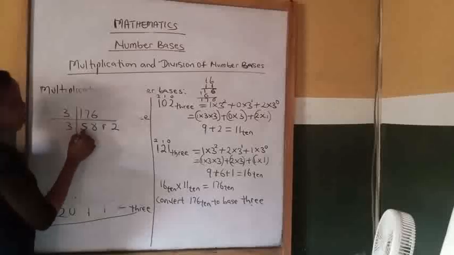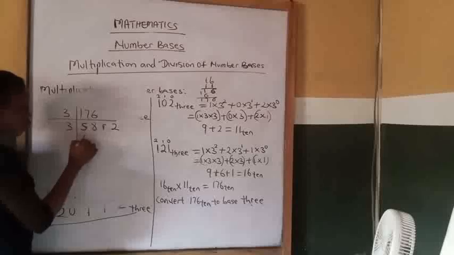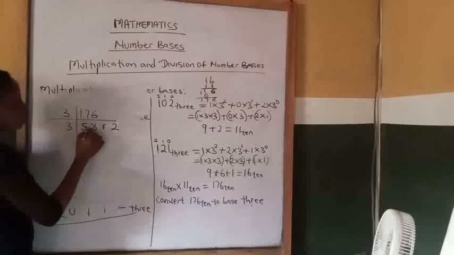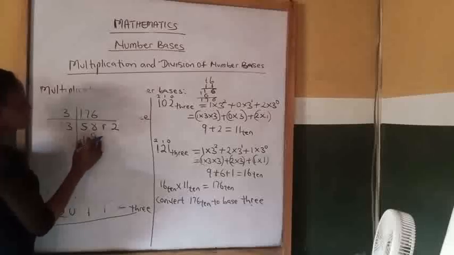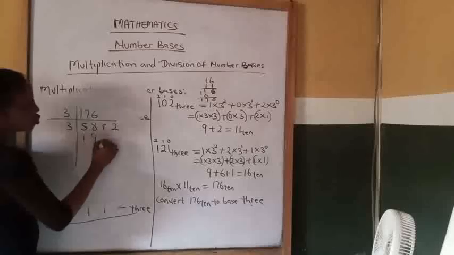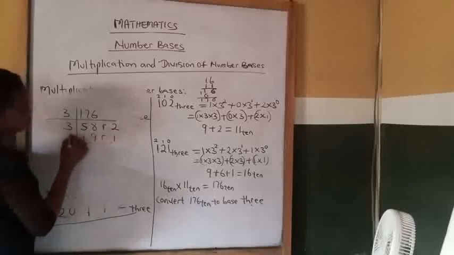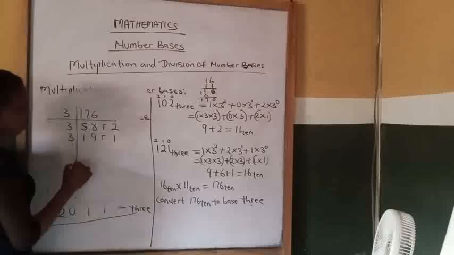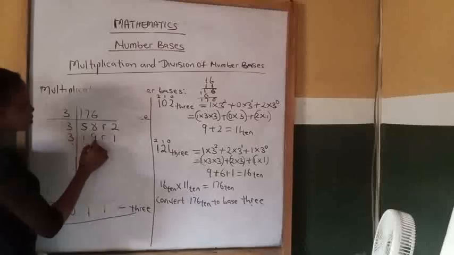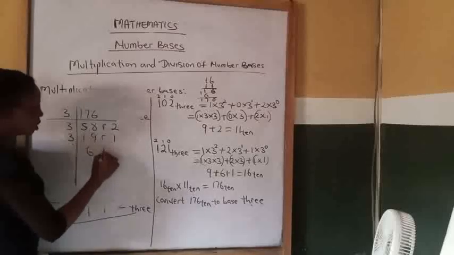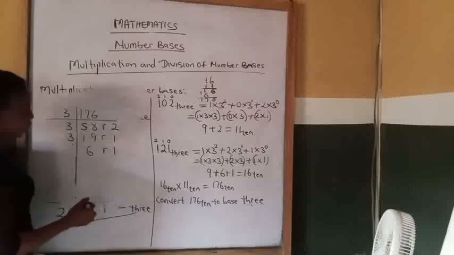3 can go in 5. 3 in 5 is what? Is 1. Then carry 2. Then 3 in 28. That will give us 9. 3 times 9 is 27. So remainder 1. So we are still going to divide by 3. So you divide until your quotient is equal to 0. So 3 in 19 is what? Is 6. Remainder 1.